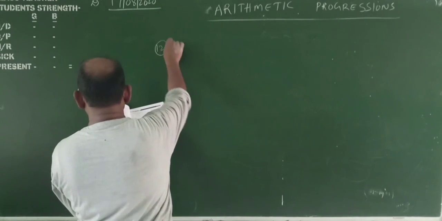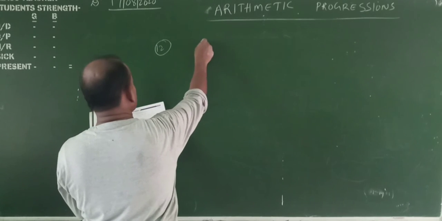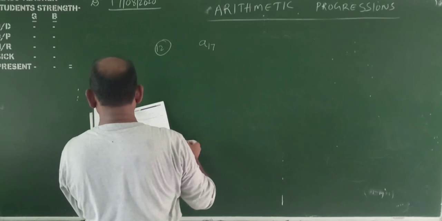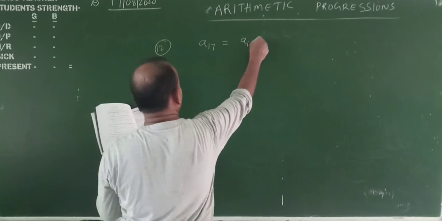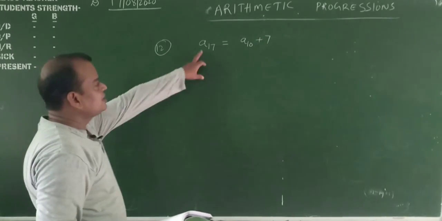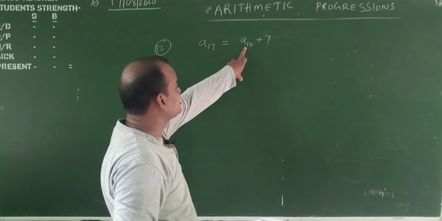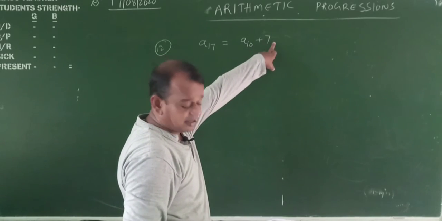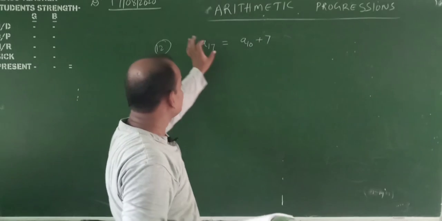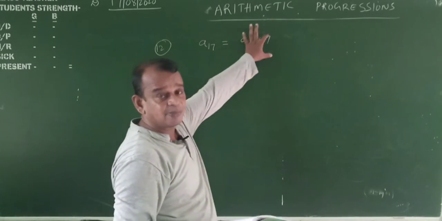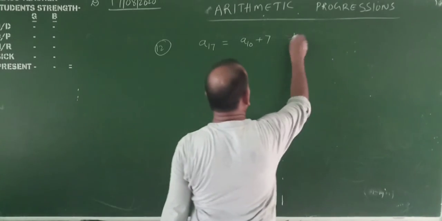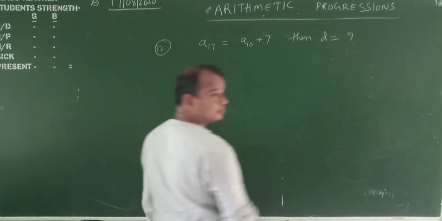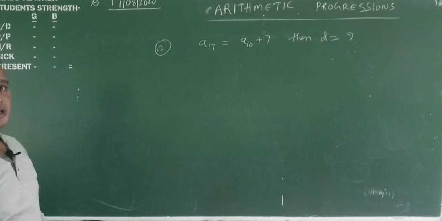12th question. The 17th term of an AP exceeds its 10th term by 7. This is given. The 17th term is 7 plus the 10th term. Find the common difference. Then D is equal to question mark.